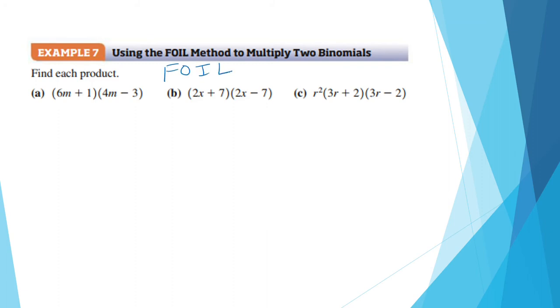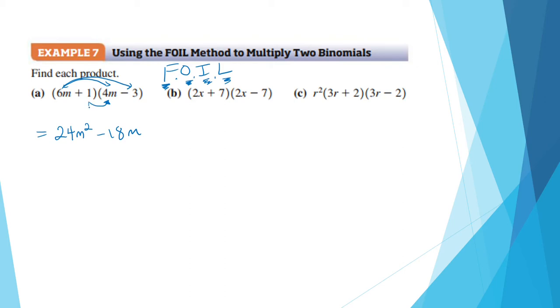Let's use the FOIL method for this problem. The F stands for the first terms, the O stands for the outer terms, the I stands for the inner terms, and the L stands for the last terms. So we'll multiply the first terms together. 6m times 4m is 24m squared. First with the first. We'll multiply the outsides together now. 6m times negative 3 is negative 18m. And now the insides, the inner terms.